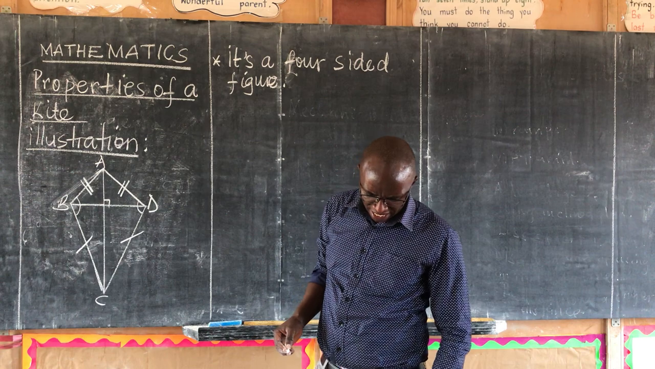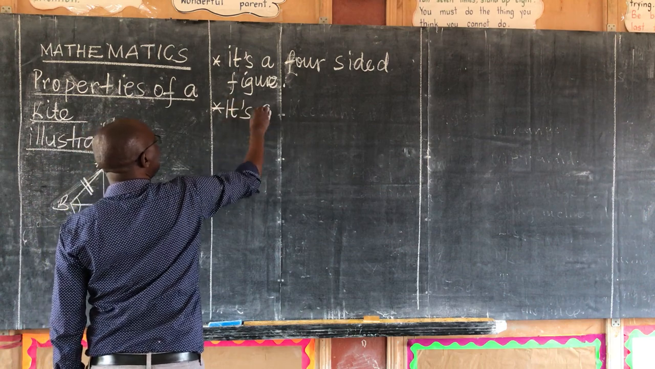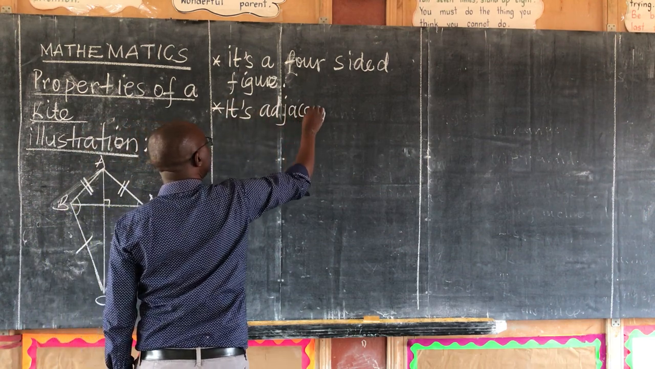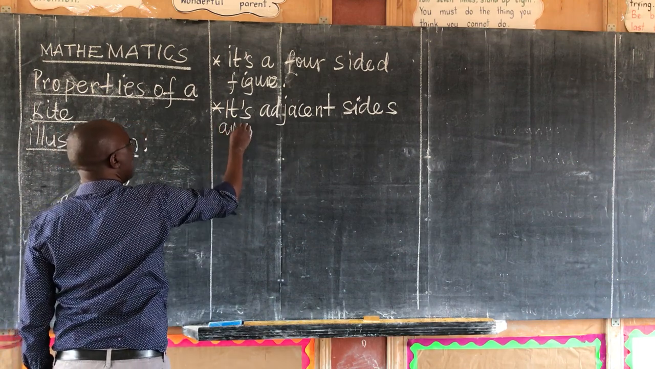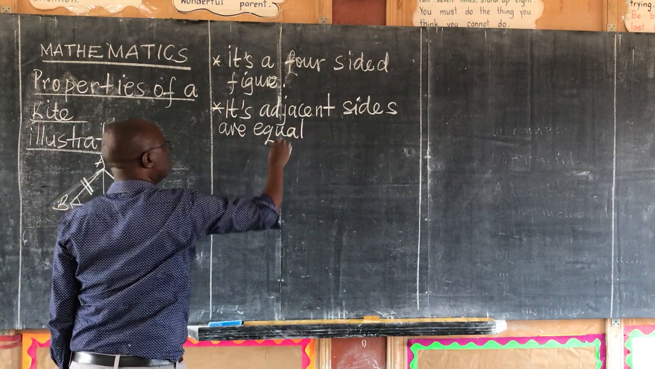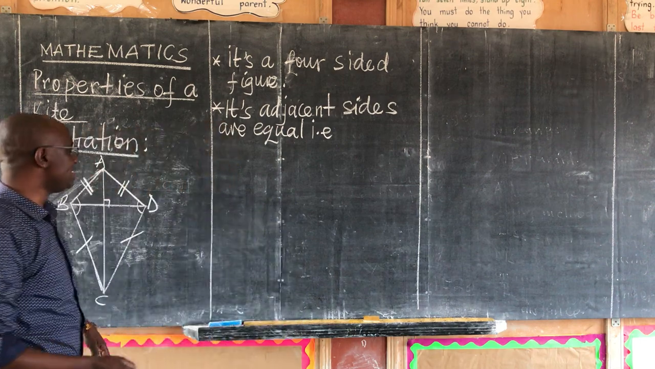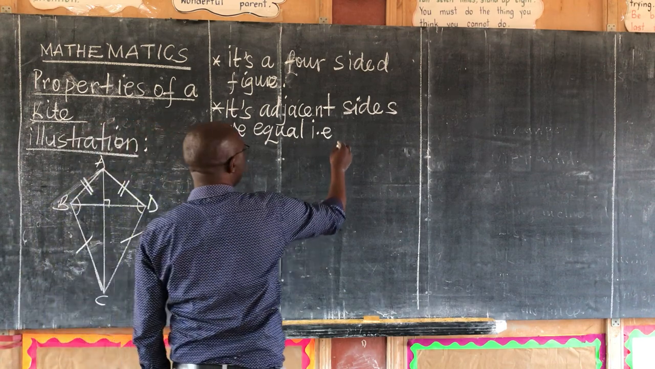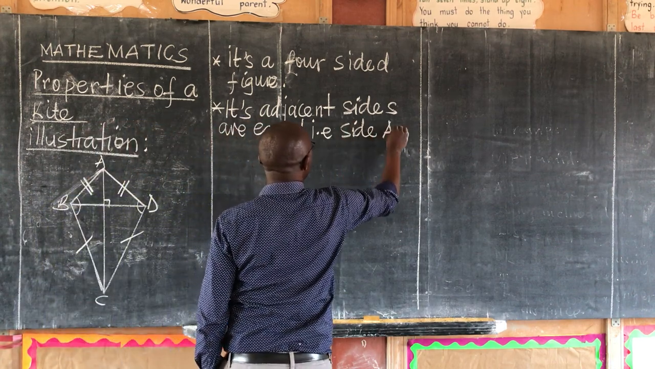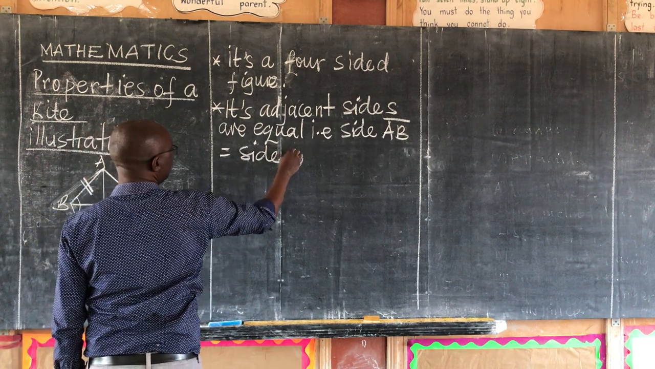Property two: its adjacent sides are equal. That is to say, the adjacent sides are equal. Side AB is equal to side AD.